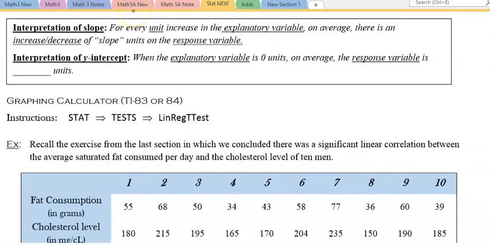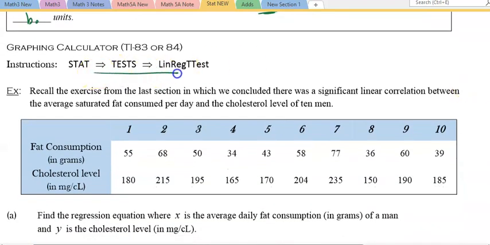Okay, interpretation of the slope. For every unit increase, they're talking about the denominator. Remember, you could write any fraction over 1. In the EV, on average, there is an increase or decrease, depending on whether it's positive or negative, of the slope units in the RV. Interpretation of the y-intercept: when the EV unit is 0, on average, the response variable is b sub 0. We already know how to do this.